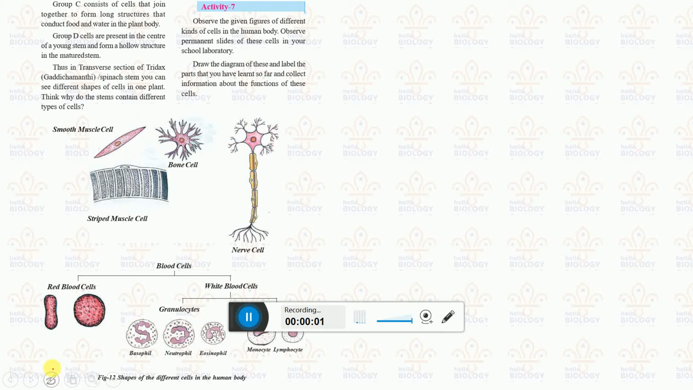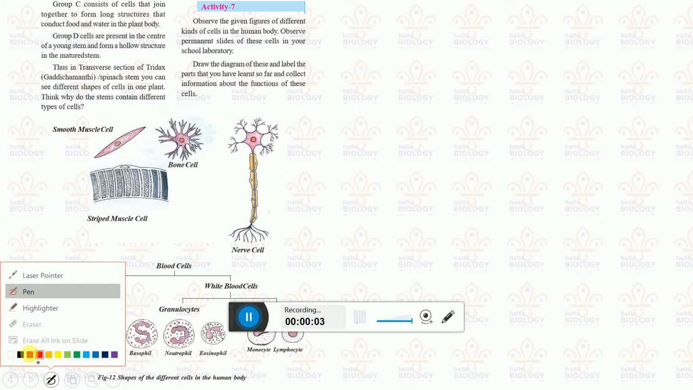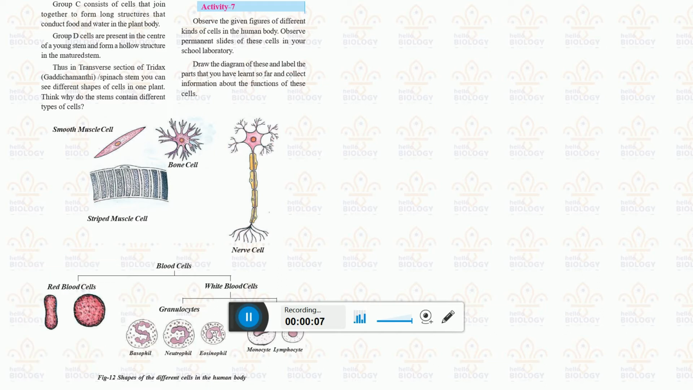Yesterday's class we discussed the different kinds of cells which are present here, and that is important to remember. Smooth muscle cell we already discussed, where it is present, that means it is present in our muscular region just above our bone, and bone cells are also important here. And one more thing, nerve cells are also important. These diagrams we have already mentioned, and I told you to remember the cells, and cells of blood are also important here, two types of cells.